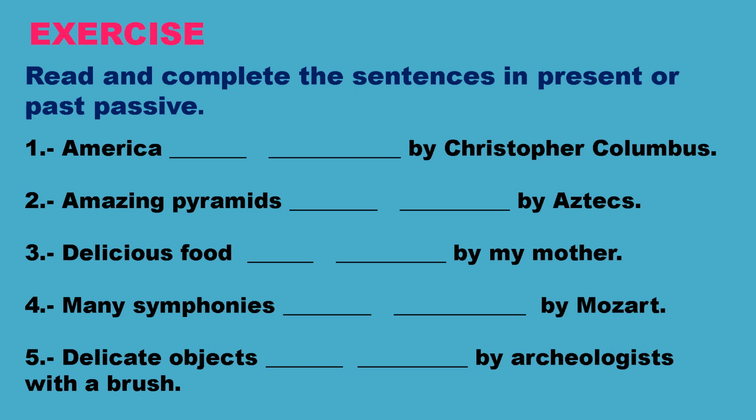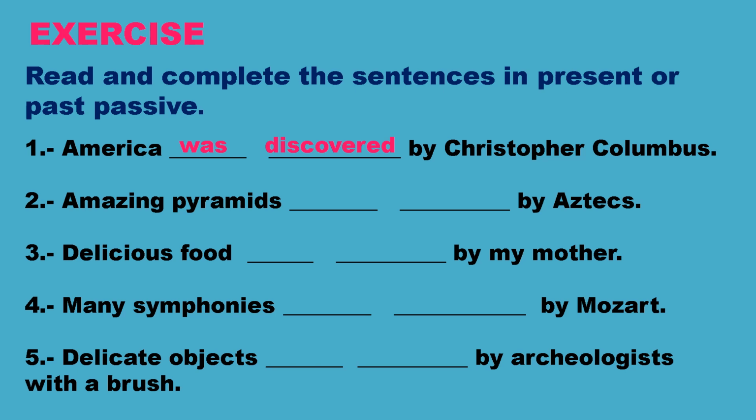All right, let's check number one. America by Christopher Columbus. America, past. Was or were? Christopher Columbus. What did Christopher Columbus do about America? What could be the correct verb? Do you remember? Yes, of course, was discovered. Excellent.